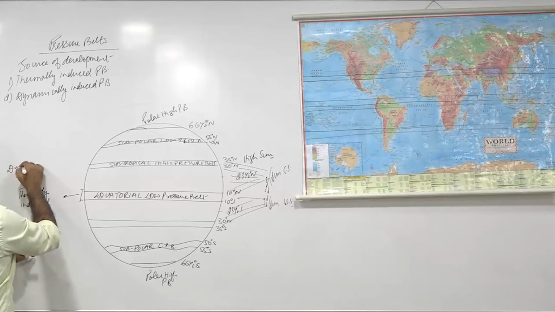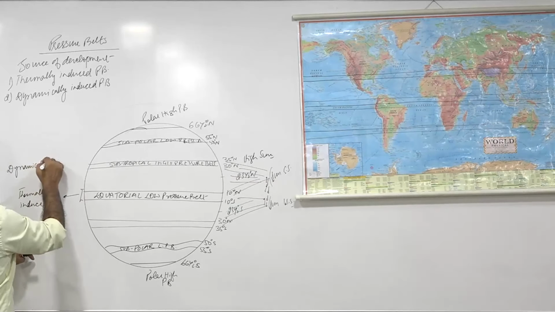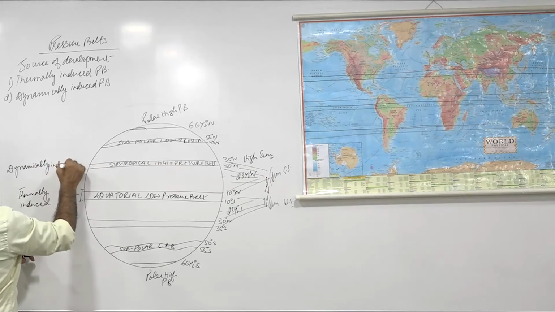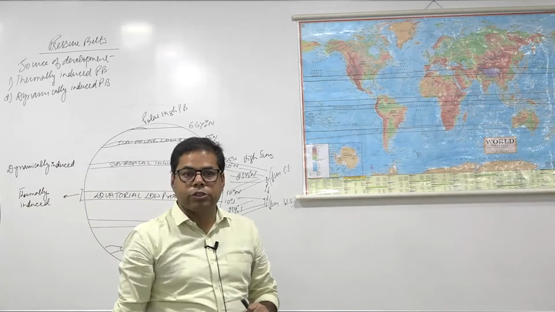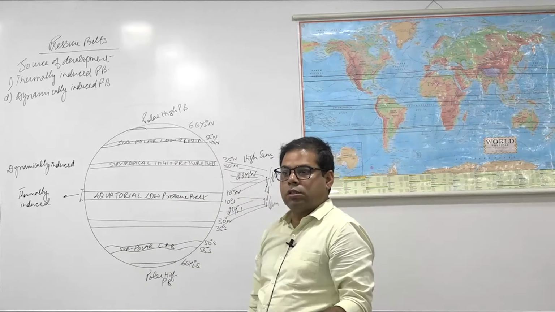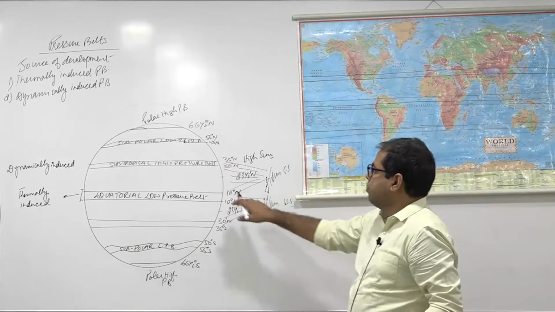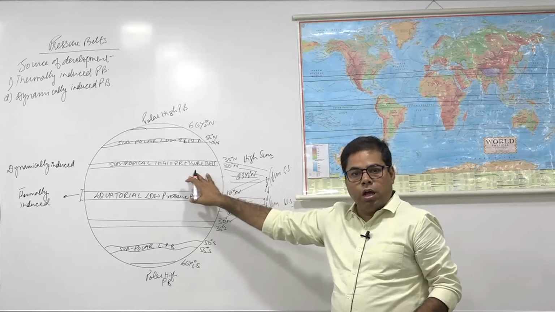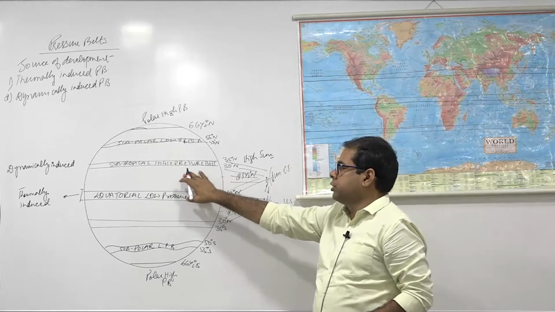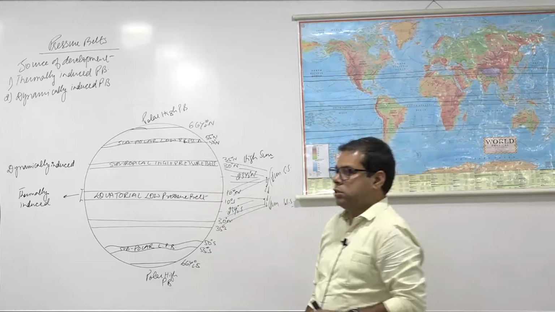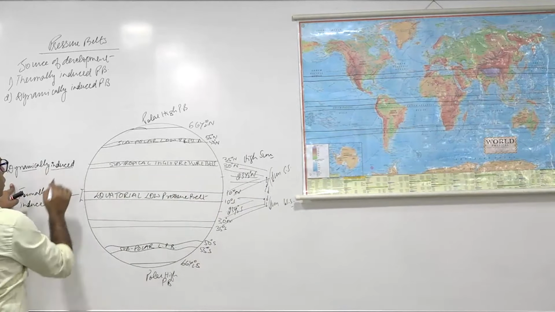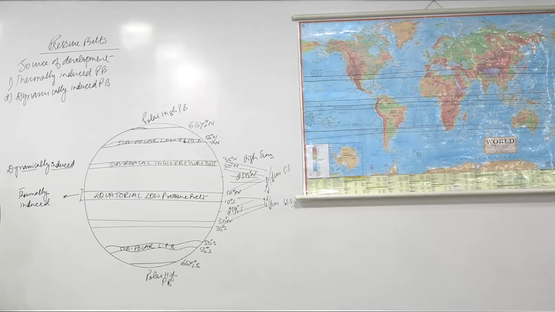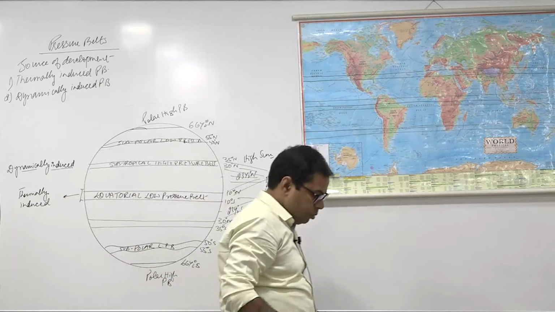So it is a dynamically induced pressure belt. It means temperature is not the reason for the development of high pressure. High pressure means low temperature, right? But in this zone the temperature has been observed high, and in spite of that the high pressure has been developed. So this high pressure is developed due to the dynamic effect, right? So this is a dynamically induced high pressure belt. Clear?